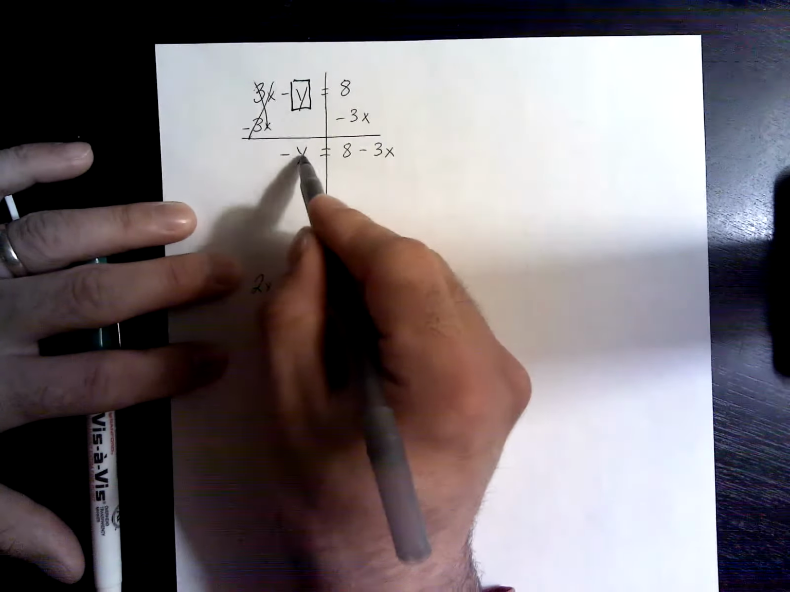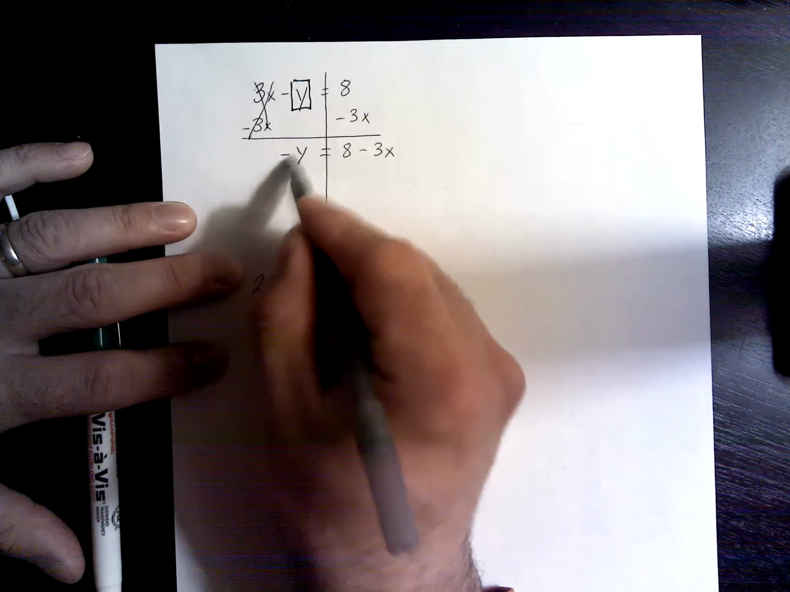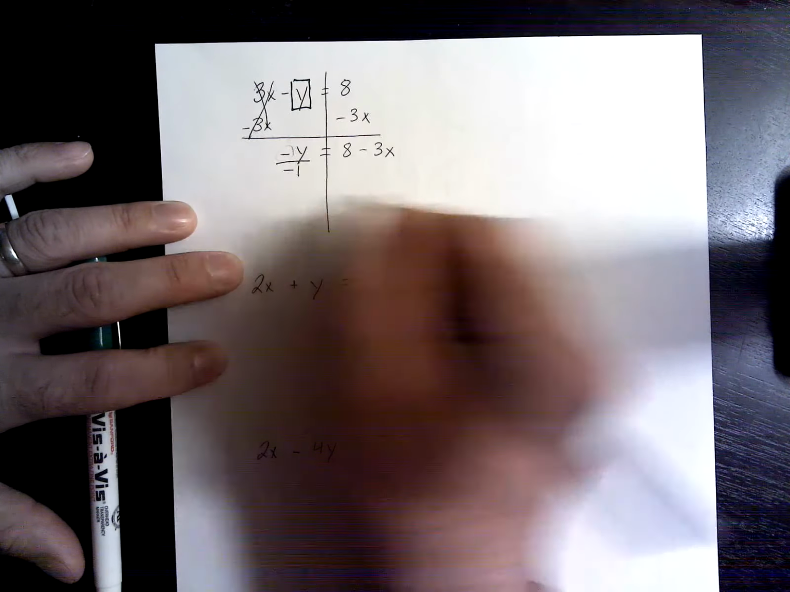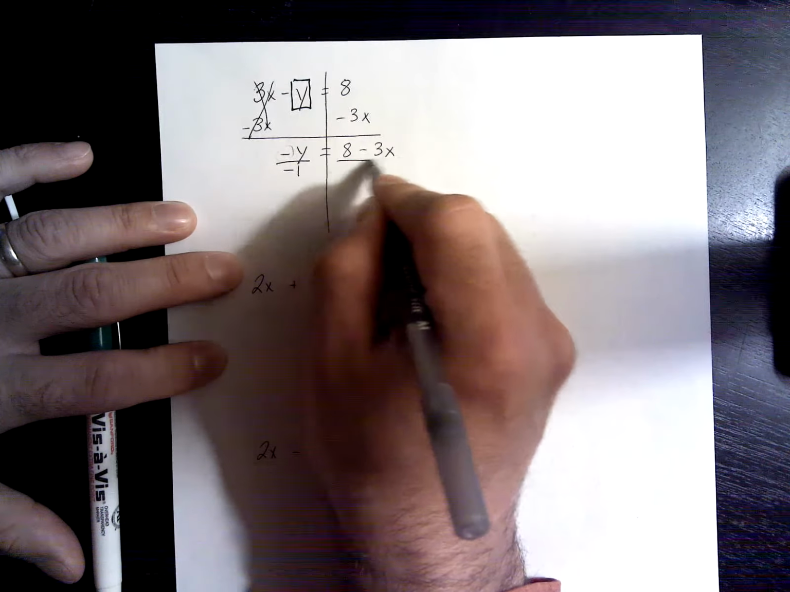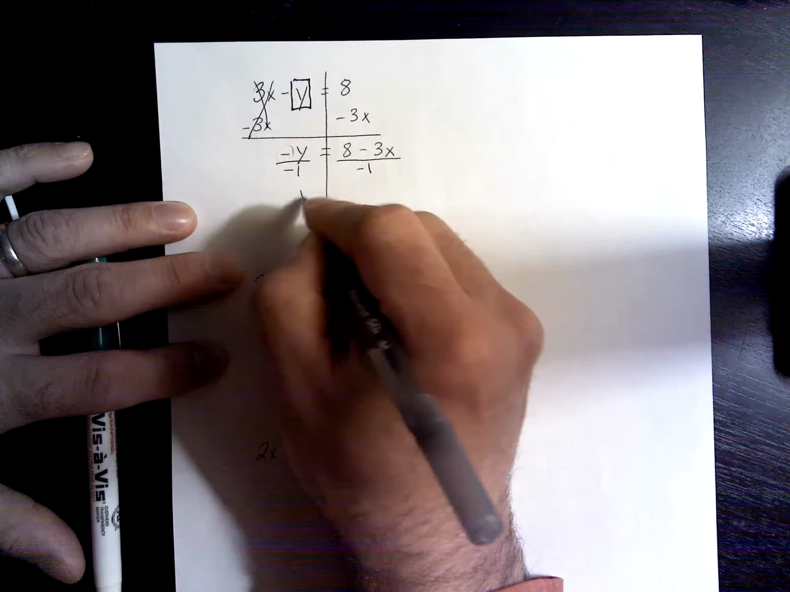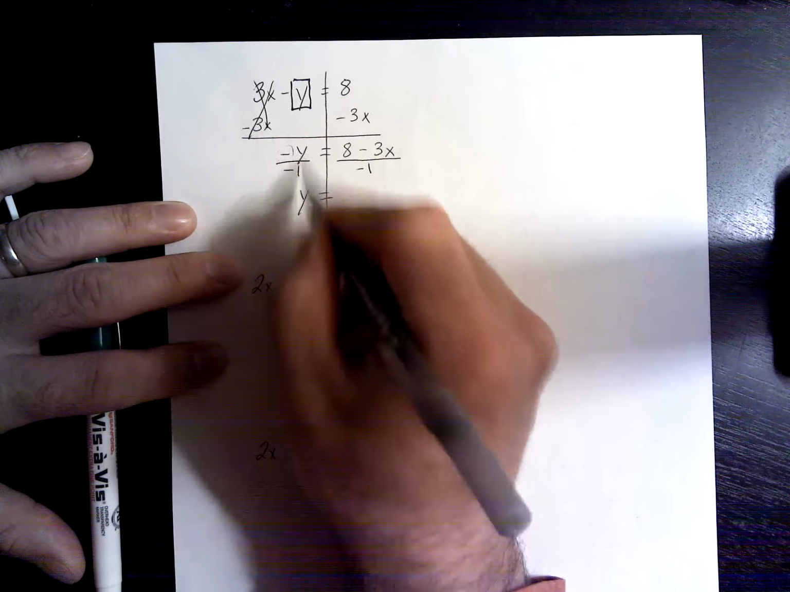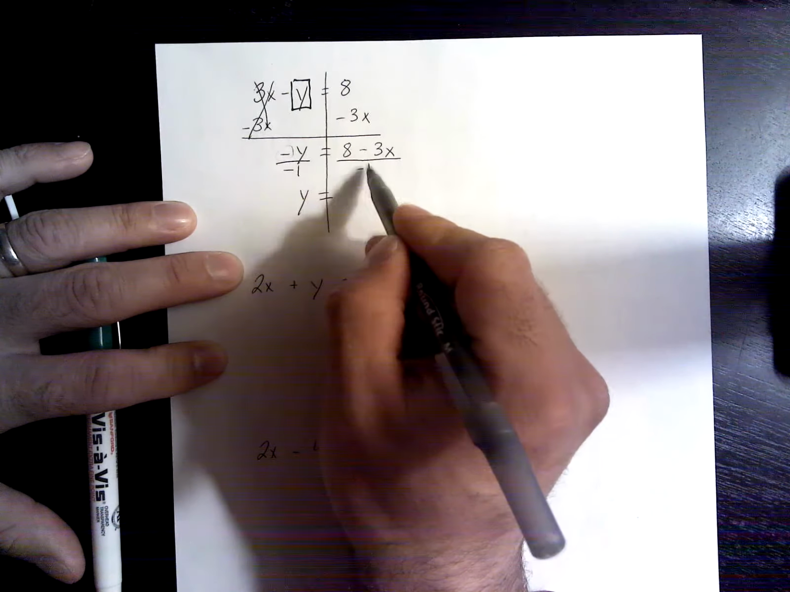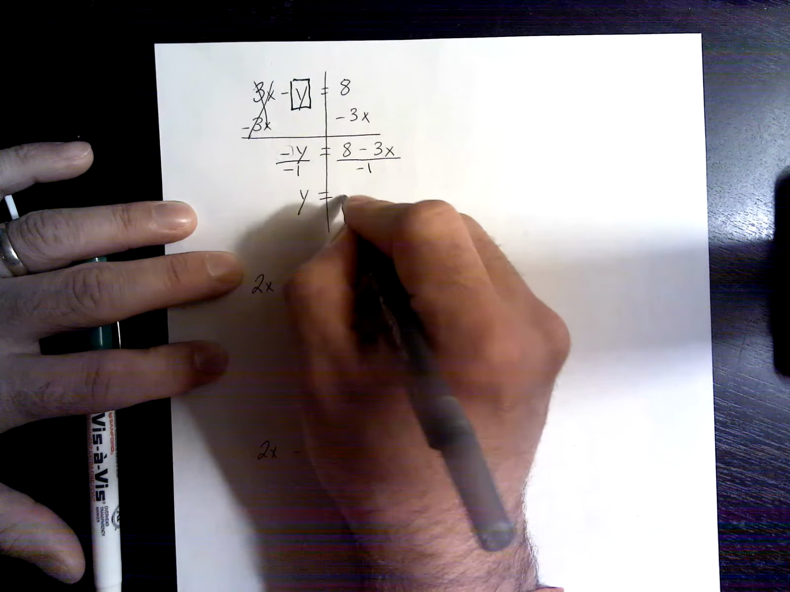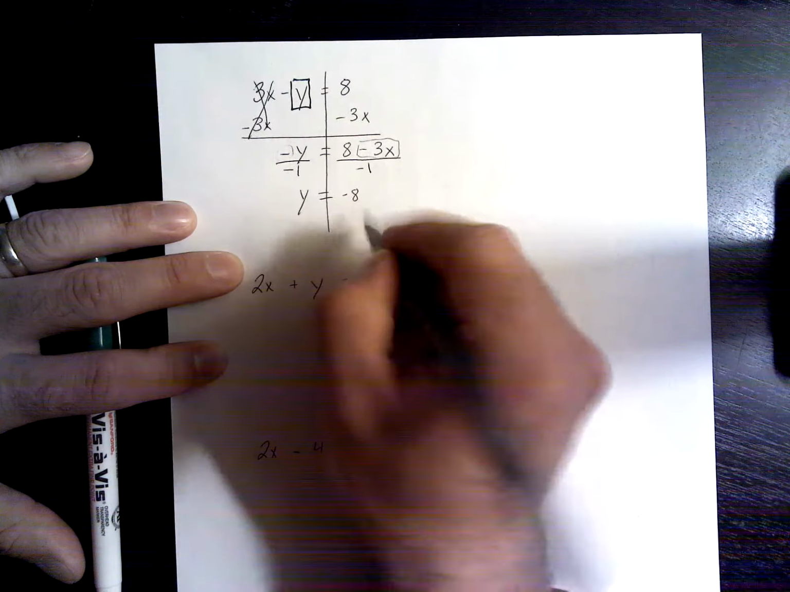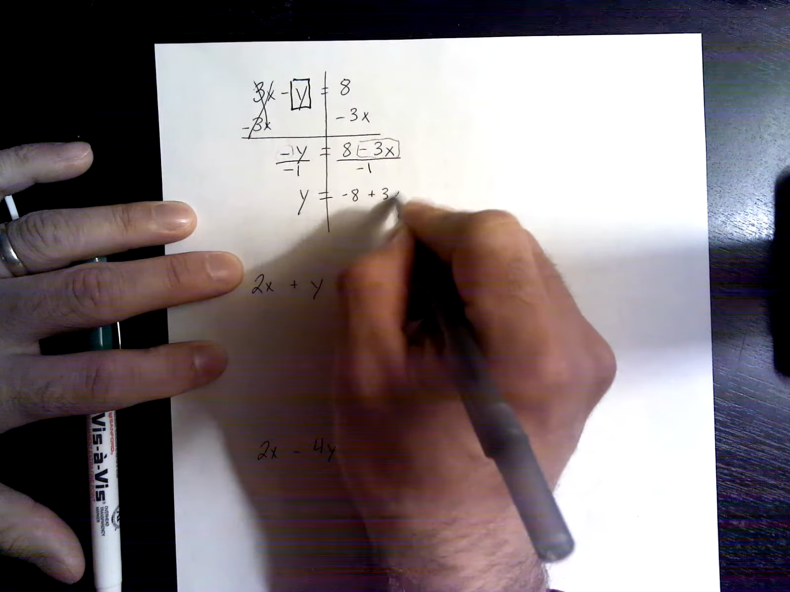Now I wanted to get the y by itself, but it's not. It still has this negative 1 being multiplied by it. So we're going to divide by negative 1. And on the other side, we're going to divide everything by negative 1. So left side, y equals, because we got that to be positive again. Now over here, we have 8, and we have to divide that by negative 1, so it's negative 8. And then we have the negative 3x divided by negative 1, which is positive 3x.